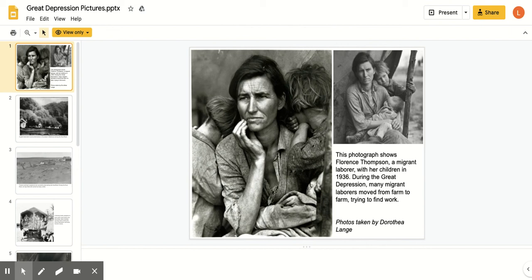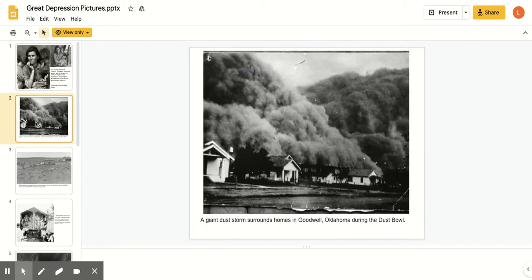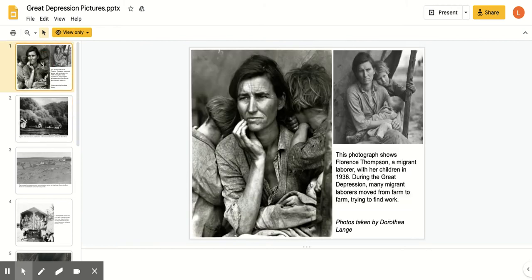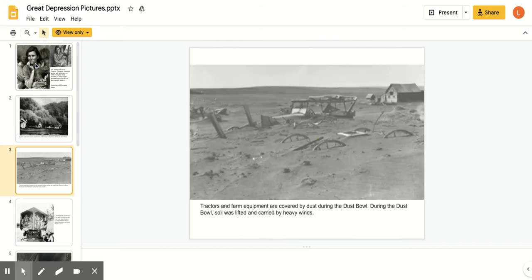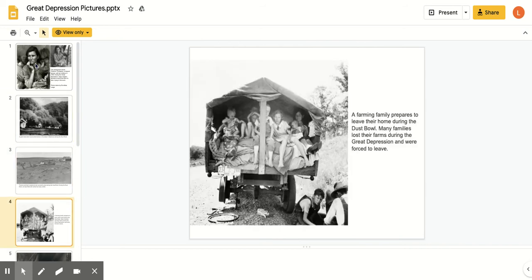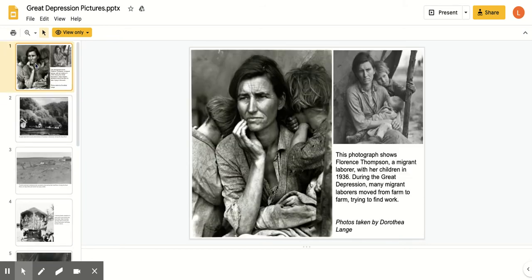Good morning, eighth grade. So, for this week's assignment, what you will be doing is looking at the following images from the Great Depression. Some of them are very famous images in American history, and they will show various moments during this time period that are significant. So, the first four images focus on the Dust Bowl.